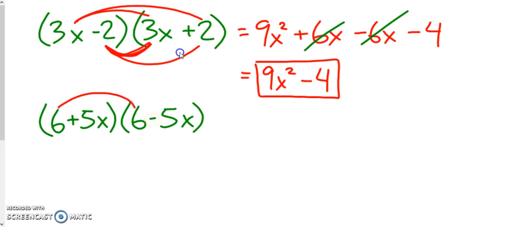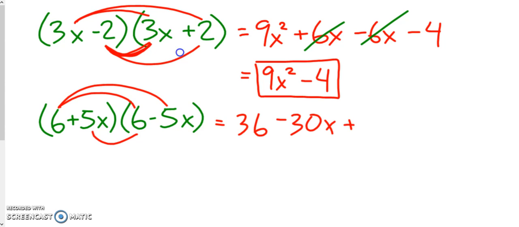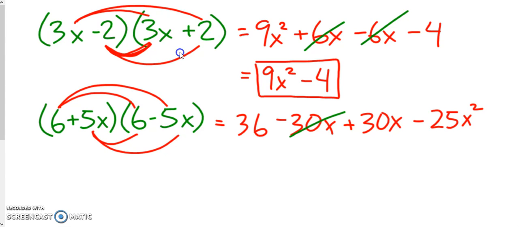Well, 6 times 6 is 36. 6 times negative 5x is minus 30x. 5x times 6 is plus 30x. And then 5x times negative 5x is minus 25x squared. Once again, notice that the middle terms cancel, and I get 36 minus 25x squared.